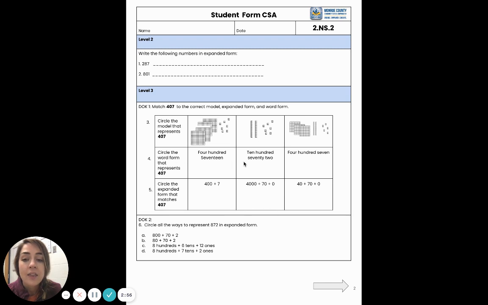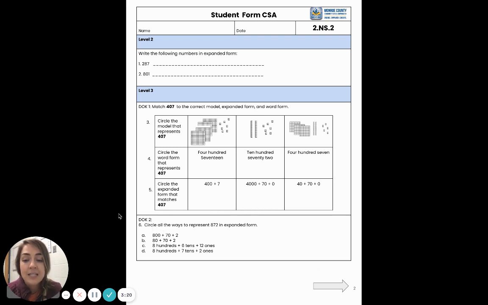Then the same thing here. Here's number 4. In this row, you're going to circle the one that shows 407 in word form. And then the last one, 5, you're going to show 407 in expanded form. So you're going to look at all the options, and whichever one says 407, you're going to circle.